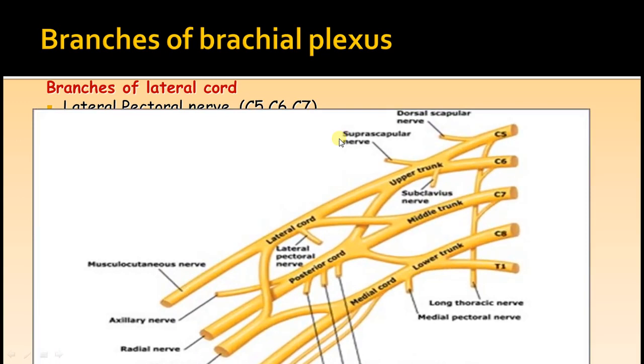This is an enlarged view where we can appreciate the lateral pectoral nerve, which is going to supply pectoralis major and minor. The musculocutaneous nerve is going to supply your coracobrachialis muscle, biceps brachii and the brachialis muscle. The lateral root of median is going to join the medial root to form the median nerve.